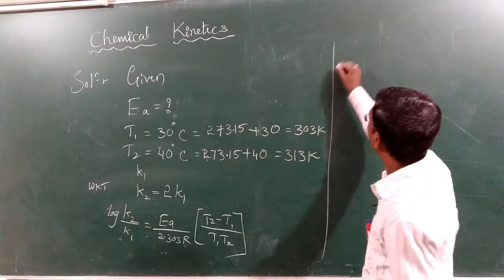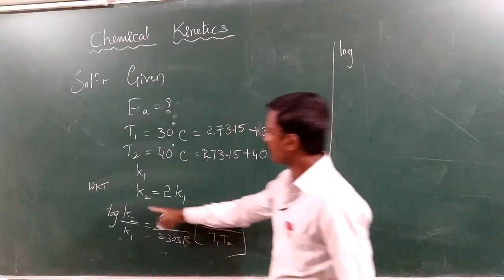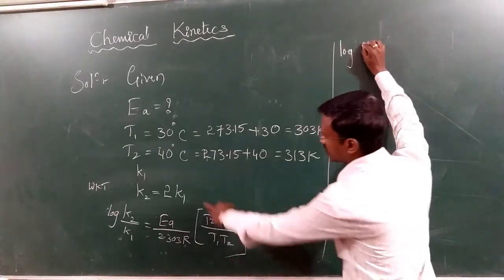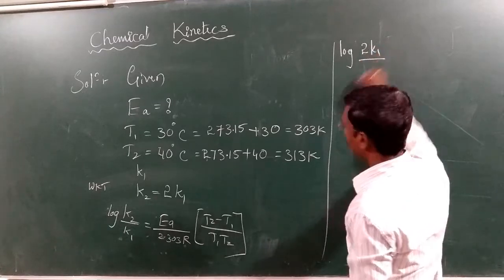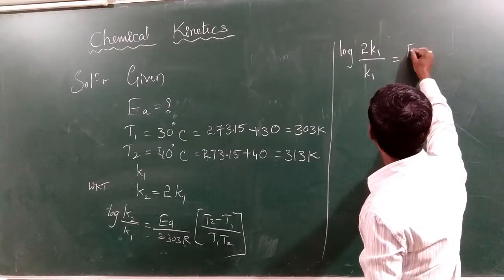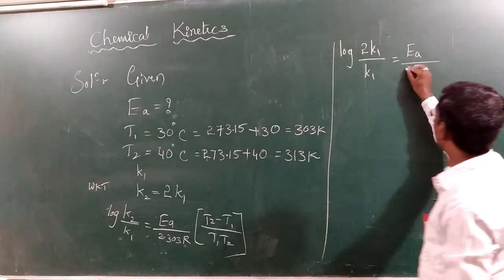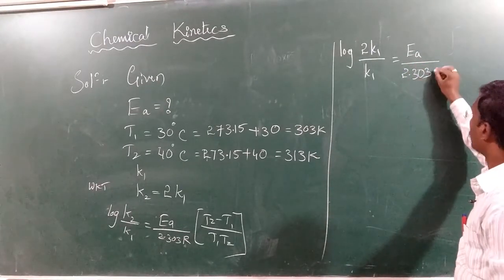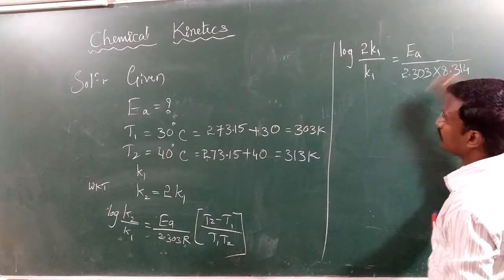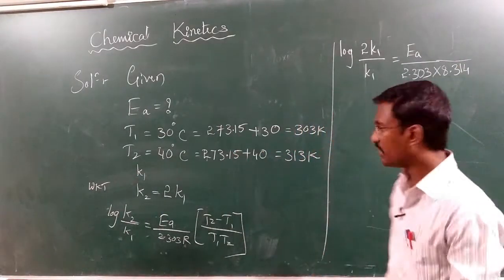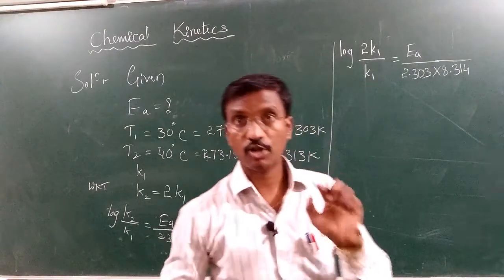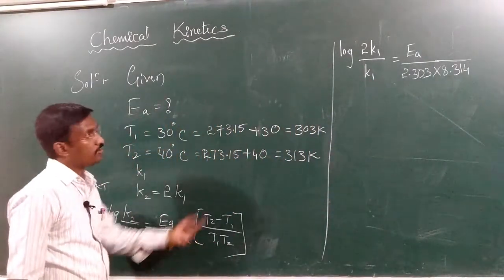Look here, log K2 by K1 we are writing as 2K1 divided by K1, equal to Ea, which we have to calculate, divided by 2.303 into R. R is nothing but 8.314. I have not written the 8.314 in the given data; if it is not given, it is understood. The R value is always 8.314, particularly in chemical kinetics, you should remember.